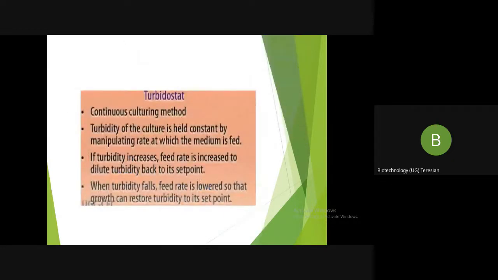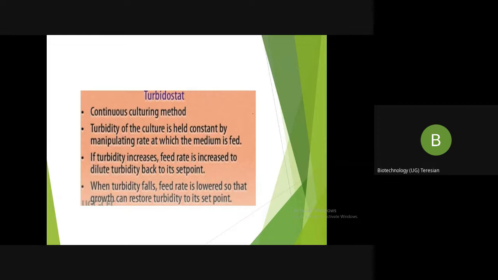Next, coming to the turbidostat. This is also a culturing method. But here, the difference between chemostat and turbidostat: in chemostat, you're limiting one of the nutrients. Here, there is no such limiting at all. Turbidity of the culture is held constant.